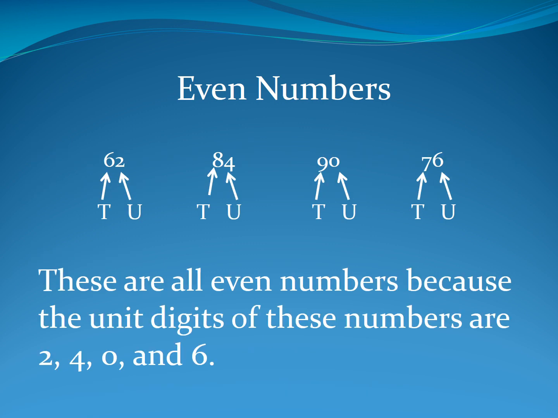We have a few more examples, like 62. In this number, 2 lies in the units column, which makes it an even number. In 84, 4 lies in the units column, which makes it an even number. 90. In this number, 0 lies in the units column. And 76. Here 6 lies in the units column. These are all even numbers because the unit digits of these numbers are 2, 4, 0, and 6.